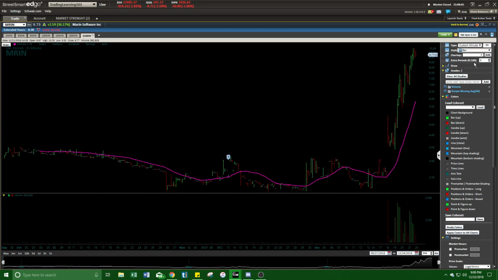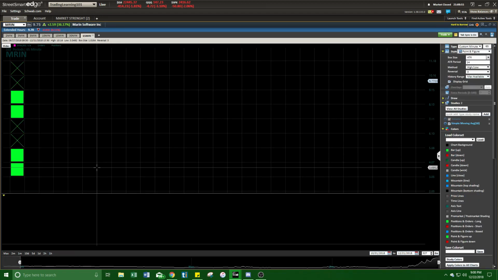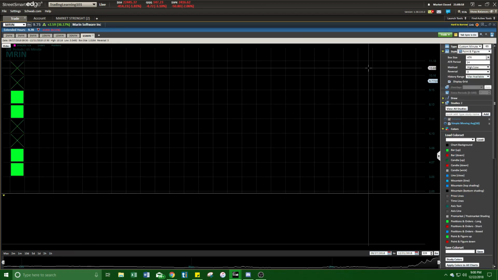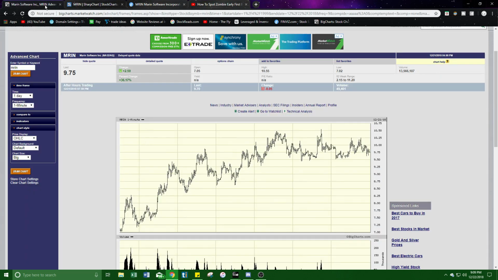Candlesticks, bar charts, line charts, mountain charts. I'm not too much of a fan of point and figure. I don't even really know how to read point and figure charts. But I stick with candlestick, line charts, and bar charts. That's what I like. Bringing back up the internet right here, when you go to websites such as bigcharts.com, the default chart that comes up is bar charts.